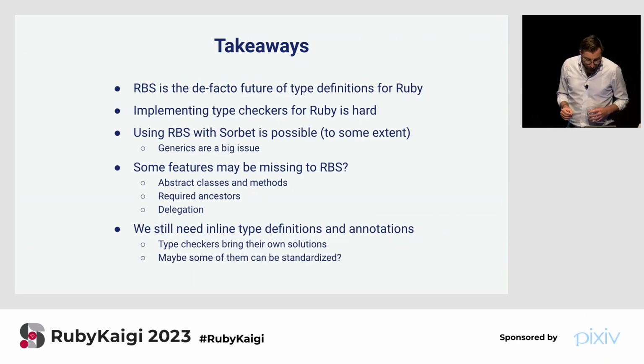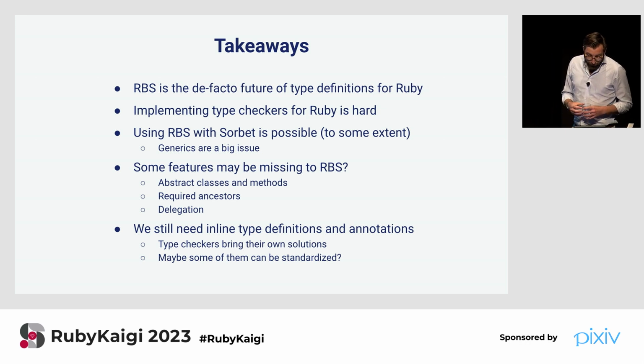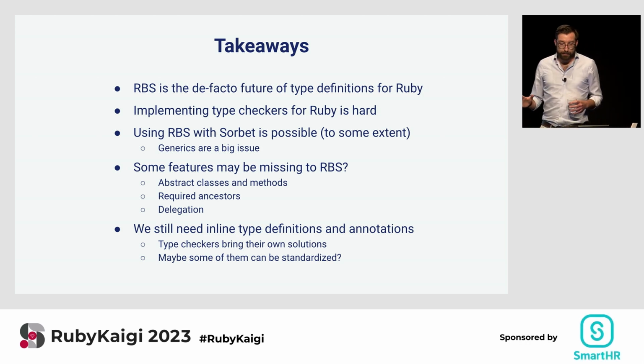Some takeaways here. RBS is going to be the de facto future of type definition for Ruby. This is how we're going to write the signatures. Implementing type checkers for Ruby is very hard. There are a lot of things we need to take into account. Using RBS with Sorbet is possible. There is a path for that, and it's possible to some extent already right now.